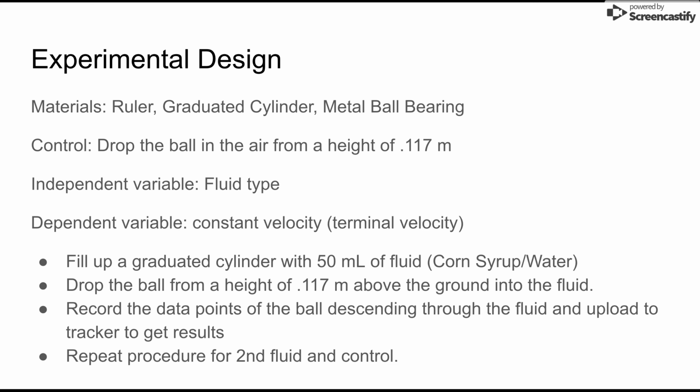Our experimental design used a ruler, graduated cylinder, and metal ball bearings. For our control, we dropped the ball in the air from a height of 0.117 meters. Our independent variable was the fluid type we used. Our dependent variable was the constant velocity.